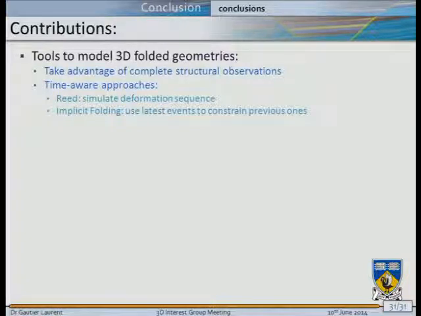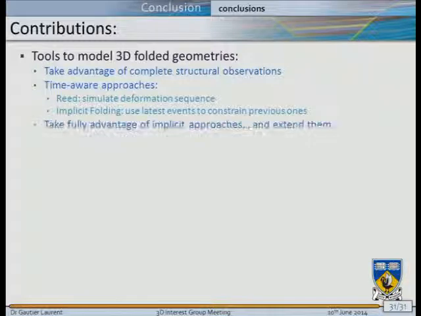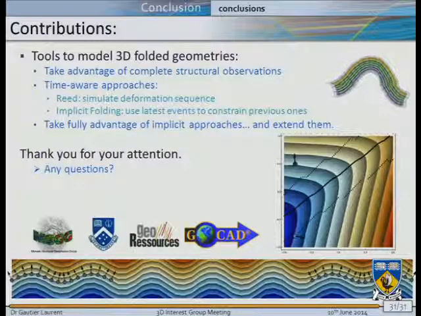So you still want to produce things that could tell you something about what you can find in the subsurface. So RID can be a tool to do that, and implicit folding also. I hope I've convinced you it's an interesting tool to look into. All these things, RID for the folds and the implicit folding, are trying to take full advantage of the implicit approaches. So that would be all.